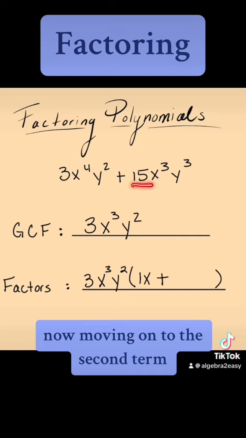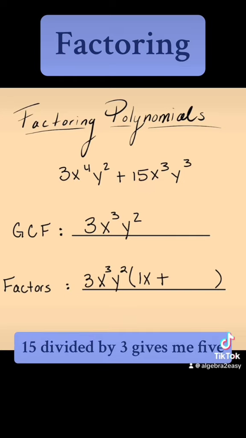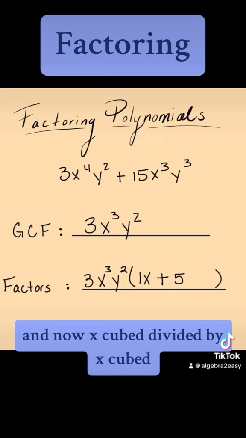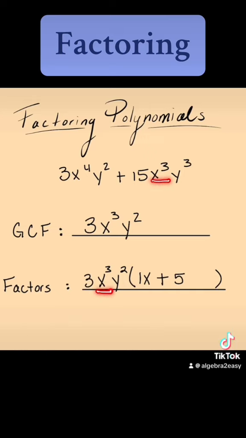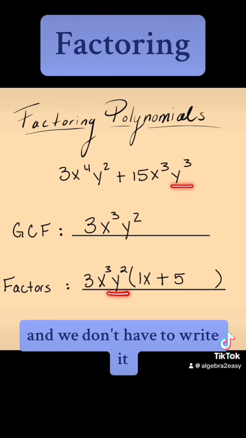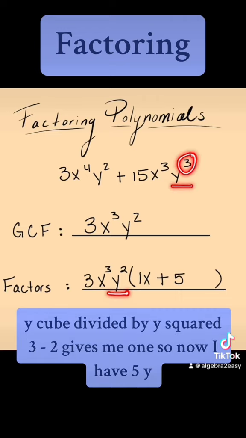Now moving on to the second term. 15 divided by 3 gives me 5. And now x cubed divided by x cubed. Subtracting those exponents gives me 0, and we don't have to write it. Y cubed divided by y squared. 3 minus 2 gives me 1, so now I have 5y.